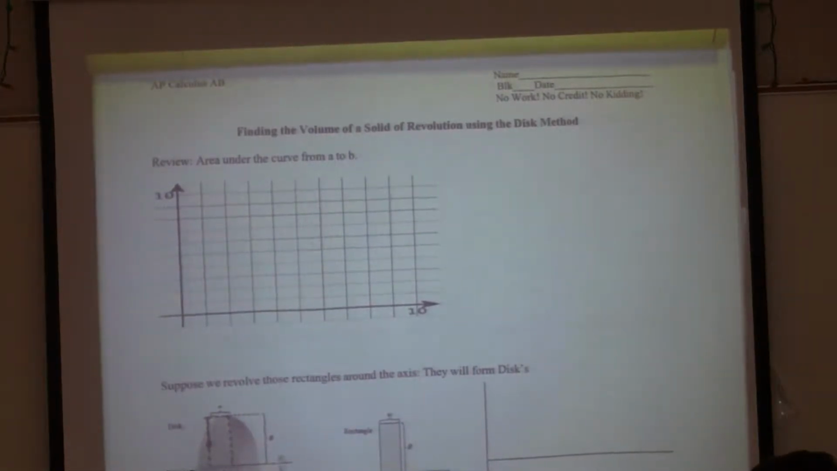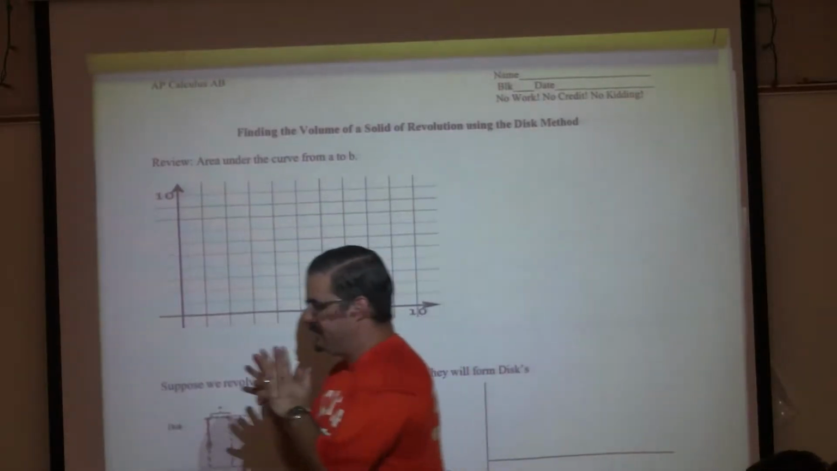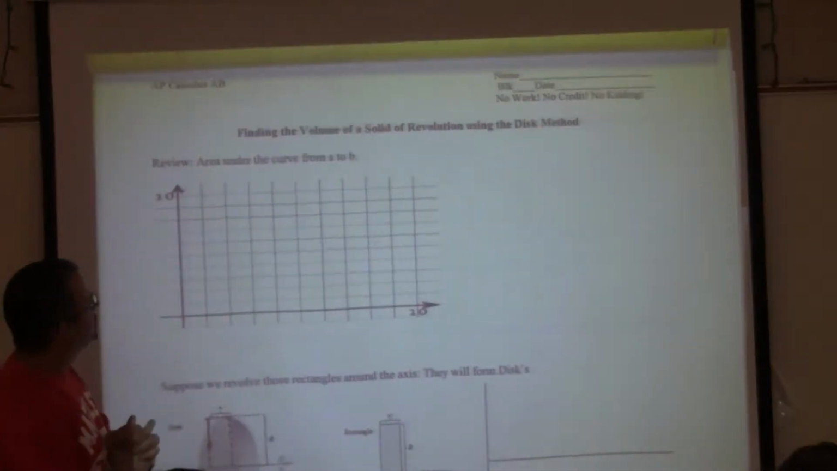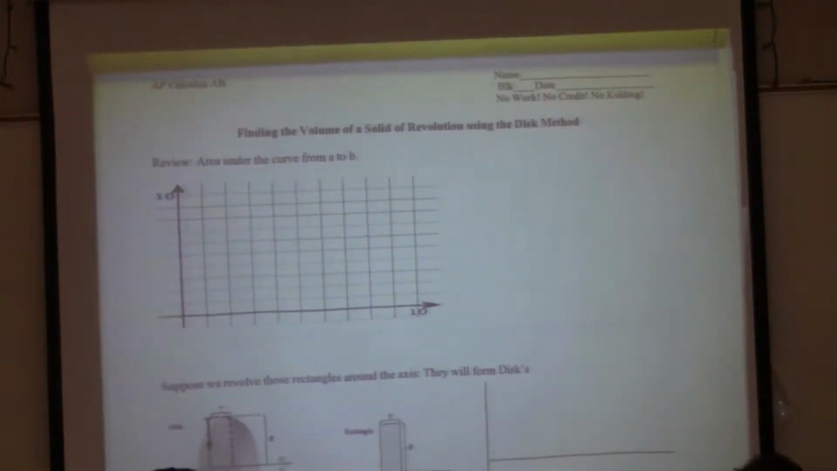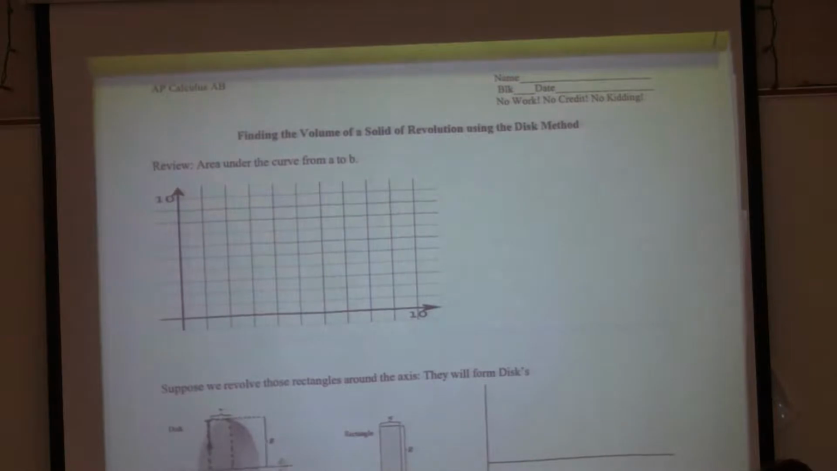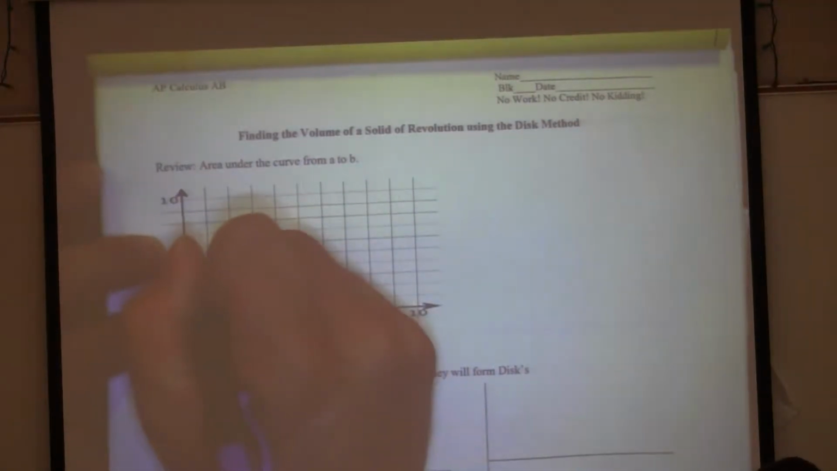Alright, so, volume of a solid of revolution using the disk method. Here we go. So we're going to do a little bit of review at the beginning, and we're going to look at what we would do when we were approximating area under a curve from one particular value to another value. You remember? Let's say I draw some random curve.